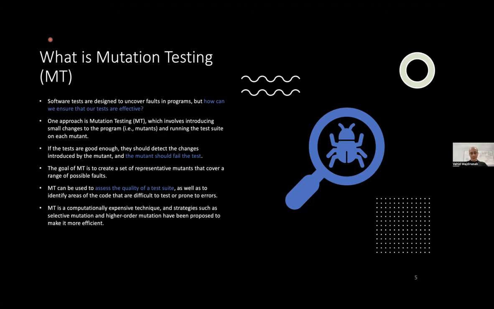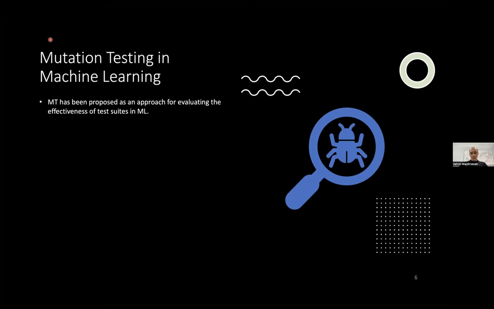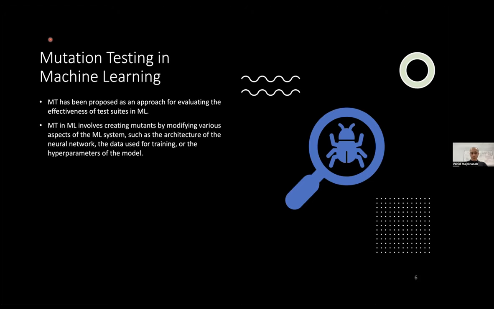The downside here, however, is that mutation testing is computationally expensive. So there are strategies like selective mutation or higher order mutations that have been proposed to solve this problem, and we're going to cover them in a little bit. So mutation testing approaches have been proposed for machine learning components as well. Such approaches mainly involve creating mutants by modifying the model's architecture, the data that is used to train the model, or changing some of the model's hyperparameters.